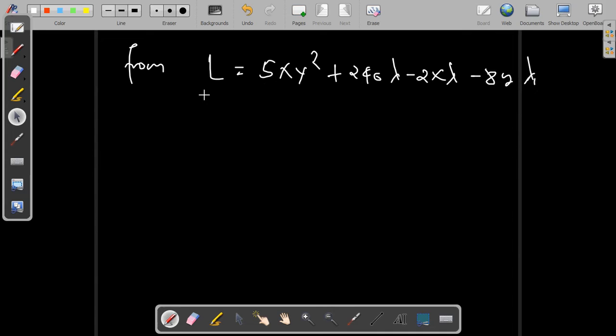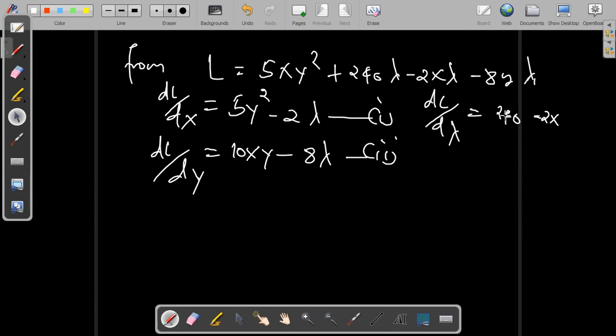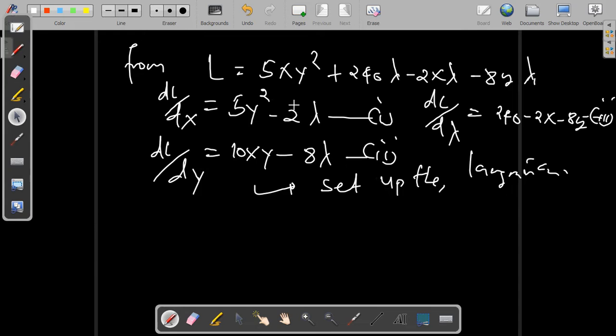Now when you differentiate dL over dx, it will give 5y², then minus 2 lambda, when you differentiate 2x lambda. This will be equation 1. Then you differentiate dL over dy. That will be equal to 10xy minus 8 lambda. That is equation 2. Then we take dL over d lambda. That will give 240 minus 2x minus 8y. That will be the third equation. From that point, we could say that we've set up the Lagrangian.